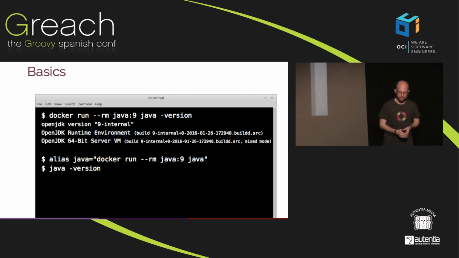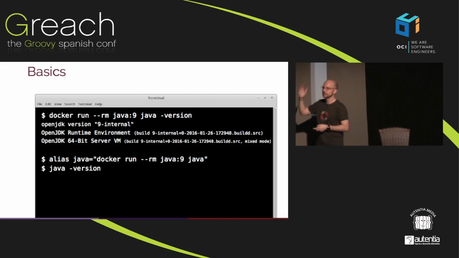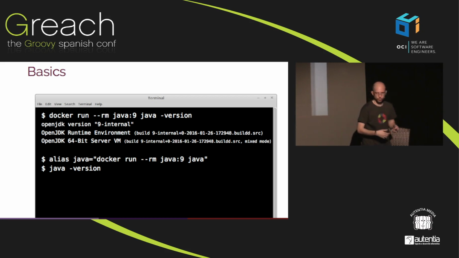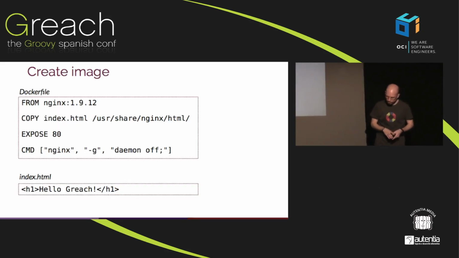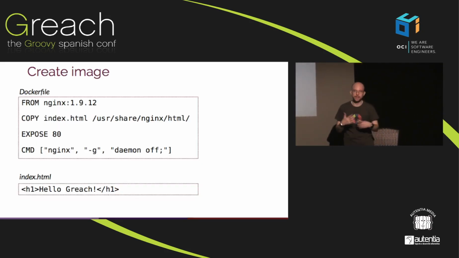You can create an alias, Java, and now if you execute Java DOS version, it will print exactly the same. So it's a nice way to use Docker containers for some testing or for trying new things. We can also create our own image.